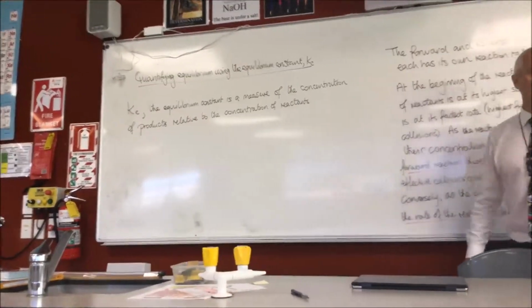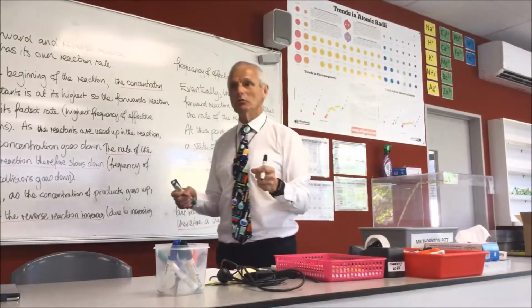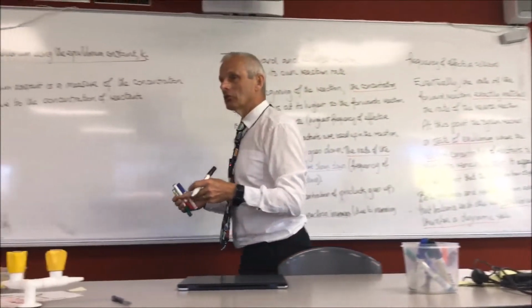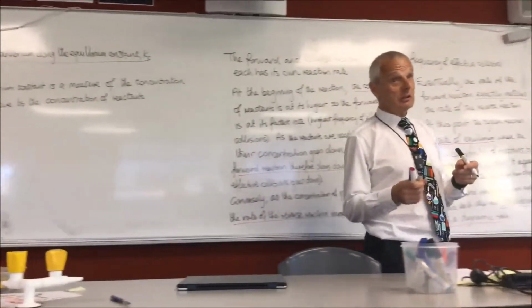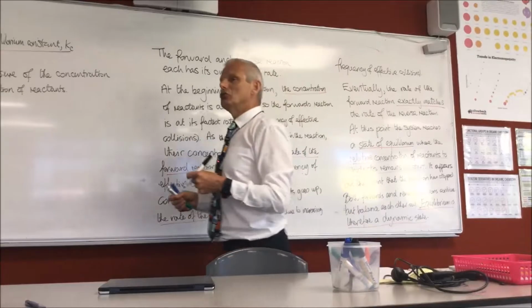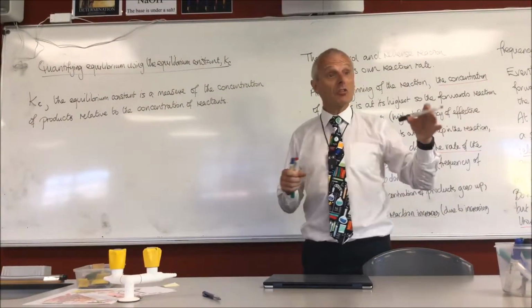Okay, so that's basically what Kc is. It's telling you how much of the products you've got relative to reactants. Remember, this is always going to be in terms of concentrations. So let's look at a general reaction. Not going to look at a particular one just yet. We'll come back to a particular one.